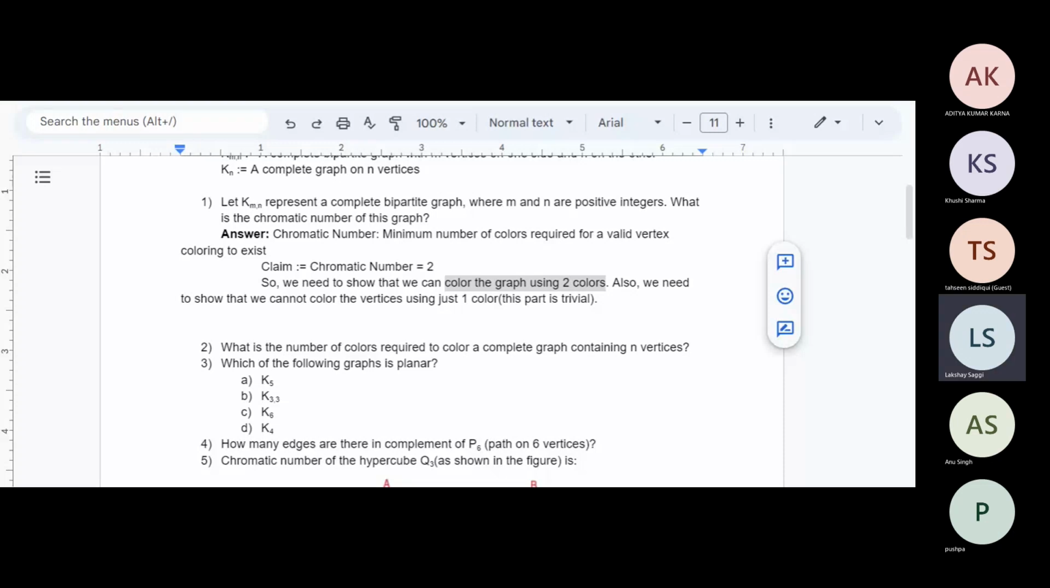Maybe someone can try it out in chat. Okay, someone is typing. So maybe Khushi is typing something. While Khushi is typing, maybe I'll just start discussing this part.